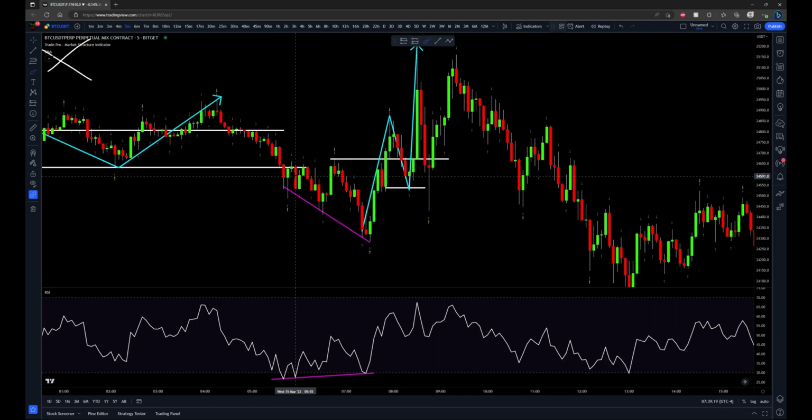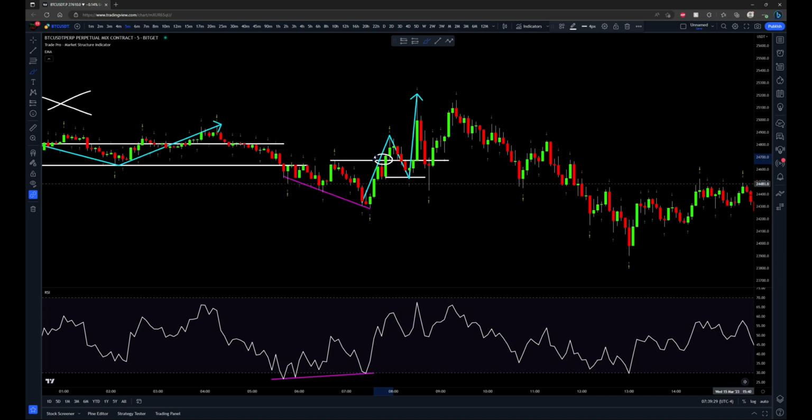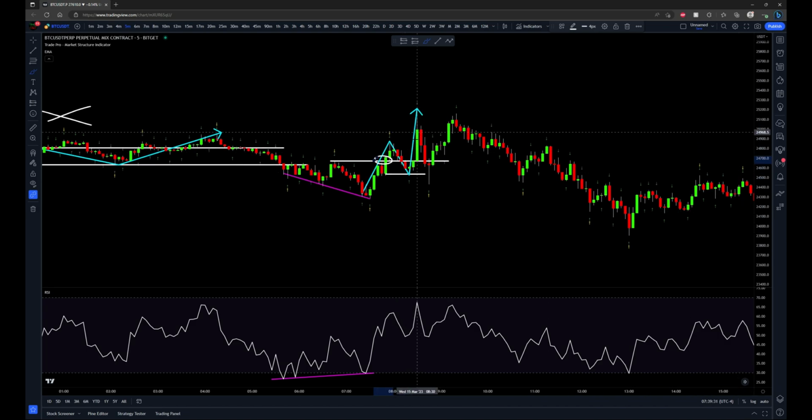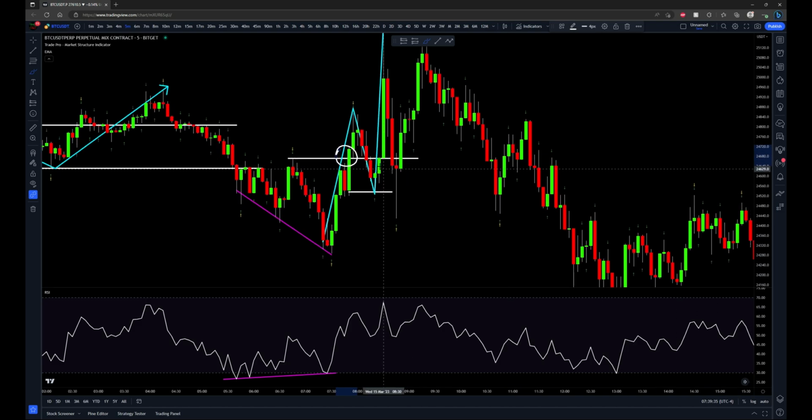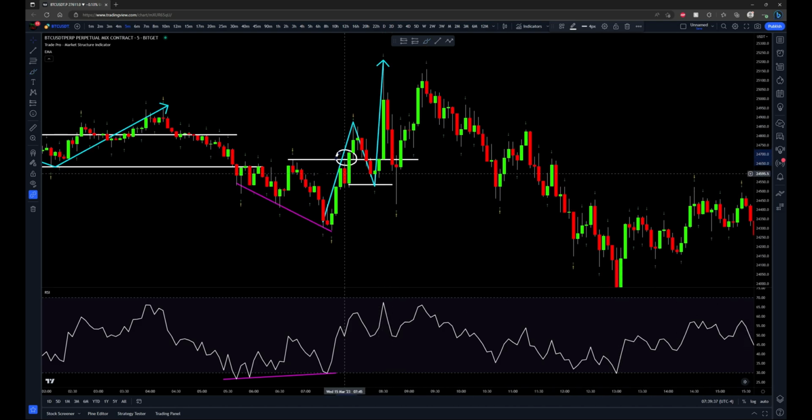Regular bullish divergence coming down here, pushes up, breaks structure right here. This candle pulls back nicely and gives us a beautiful follow through in just 10 minutes. Nice push up there. That's what we want to see. We're just looking for this follow through move.